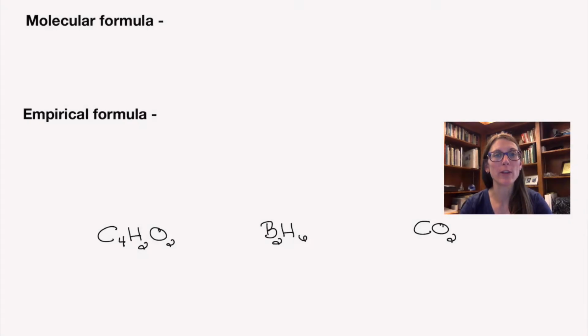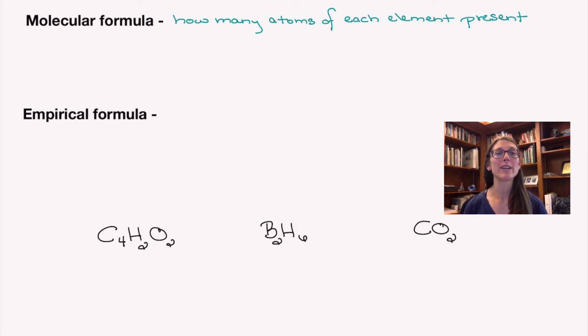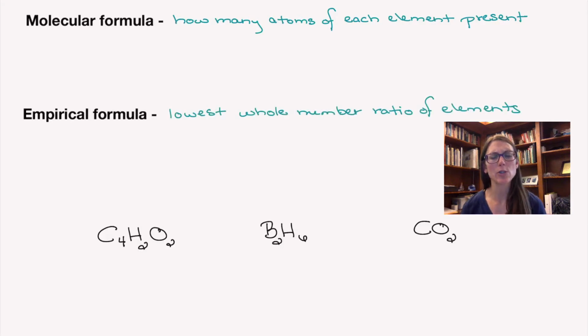The molecular formula tells you how many atoms of each type of element are present in your molecule. It's quite literally like breaking it open and taking it apart. What's in it? The empirical formula is similar, but instead of being exactly what's in your molecule, it tells you the ratio of elements that are present, and it's the lowest whole number ratio of elements that are present in the molecule. Let's take a look at a couple of examples so that you can see what I mean by this.